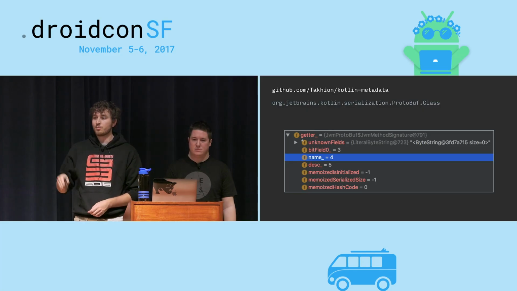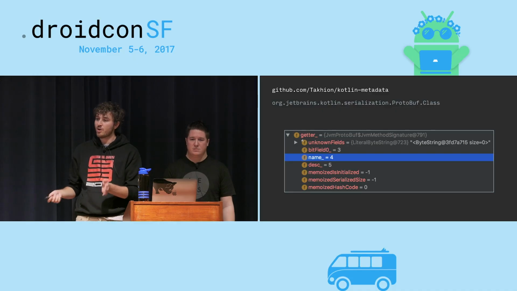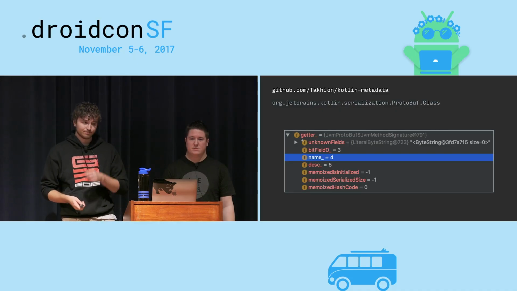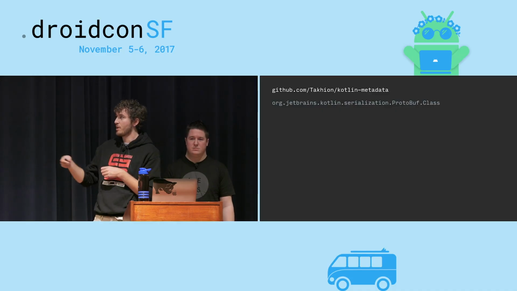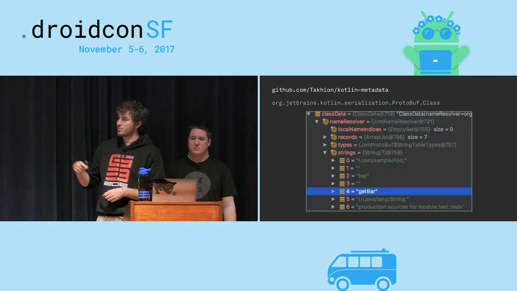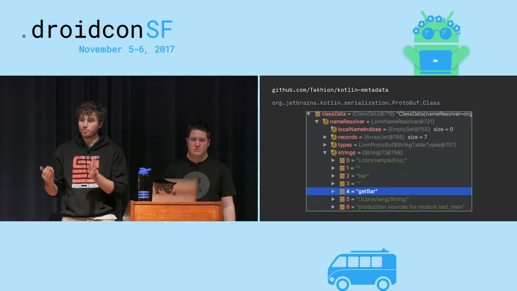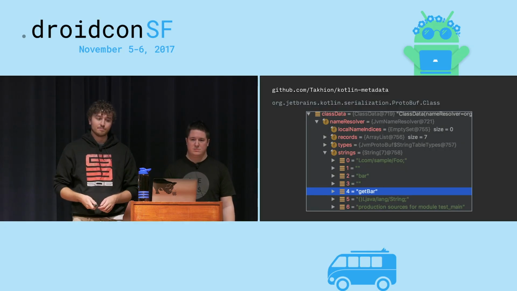The other thing that we care about is the getter method that's backing the property. So again, looking through the proto, we can find that field and all of the attributes with it. In this case, what we care about is the name of that property getter backer, and it's 4, which, going back to our string array, index 4 is getBar, which makes sense. So the property is being backed by the method getBar.